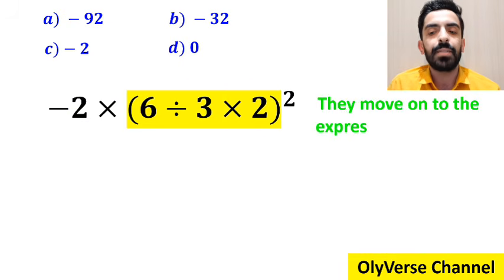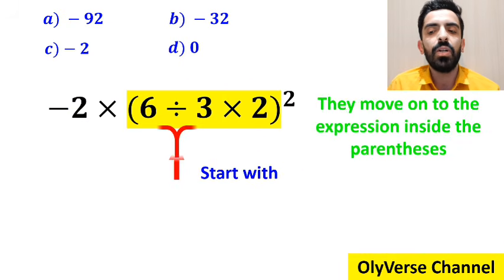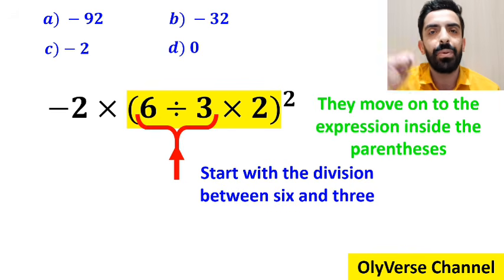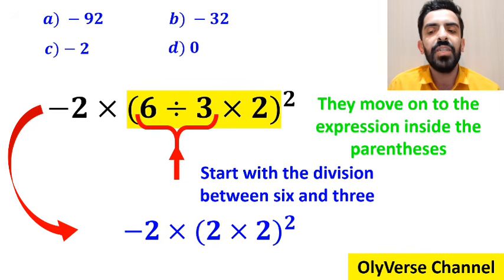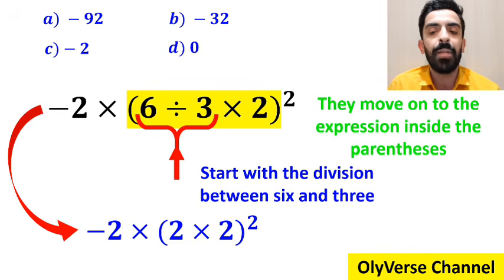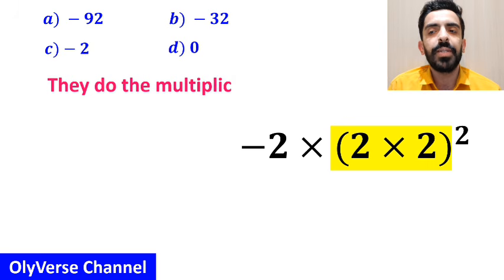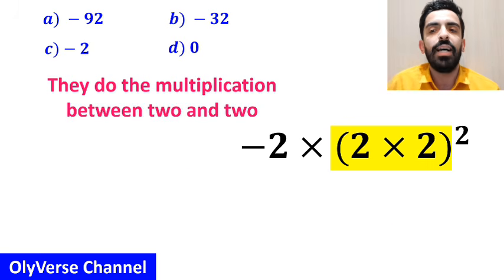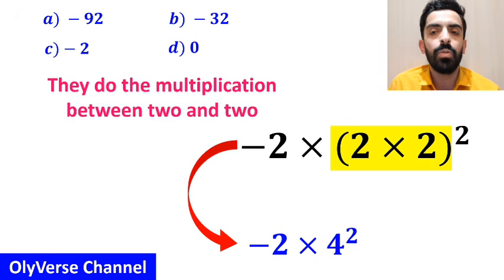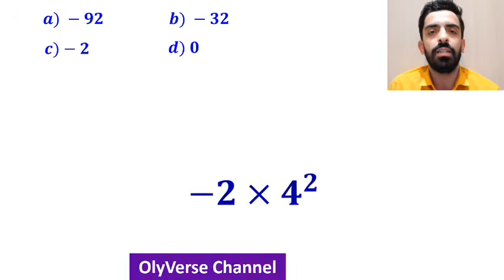Then they move on to the expression inside the parentheses and solve with the division between 6 and 3. So they simplify this expression to negative 2 multiplied by 2 times 2 inside the parentheses and all squared. Next, they do the multiplication between 2 and 2 and write this expression as negative 2 multiplied by 4 squared.